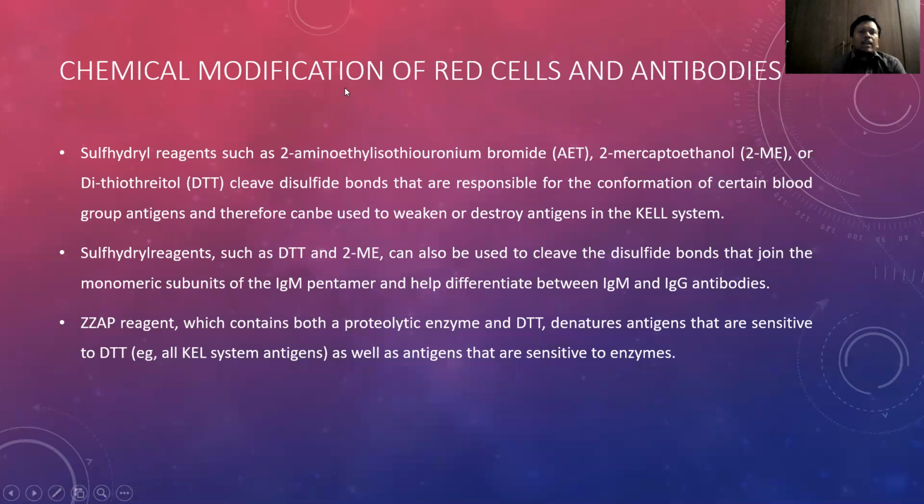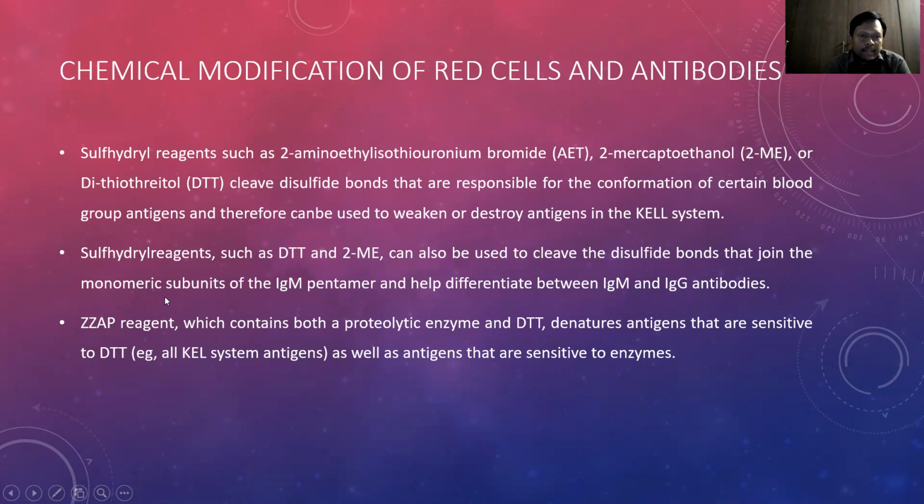Another method is chemical modification of red cells and antibodies. We can modify red cells as well as destroy some antibodies. Sulfhydryl reagents such as 2-aminoethylisothiouronium bromide, 2-mercaptoethanol, and dithiothreitol cleave disulfide bonds that are responsible for the conformation of certain blood group antigens, and therefore can be used to weaken or destroy antigens in the Kell system. Similarly, sulfhydryl reagents such as dithiothreitol and 2-mercaptoethanol can be used to cleave the disulfide bonds that join the monomeric subunits of the IgM pentamer and help differentiate between IgM and IgG antibodies.